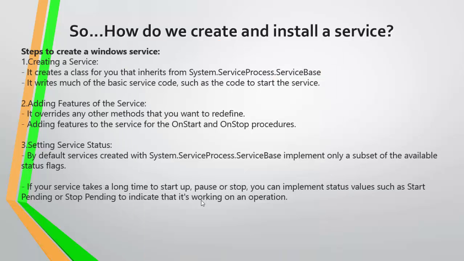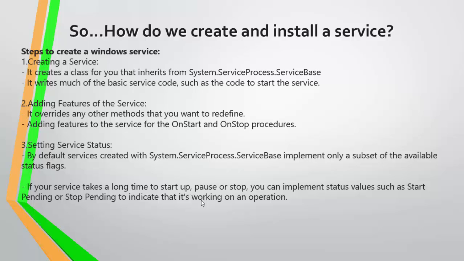So how do we create and install a service? Steps to create a Windows service. 1. Creating a service. It creates a class for you that inherits from system.serviceprocess.servicebase. It writes much of the basic service code, such as the code to start the service, like default code. 2. Adding features of the service. This step overrides any other methods that you want to redefine, adding features to the service for the onStart and onStop procedures.